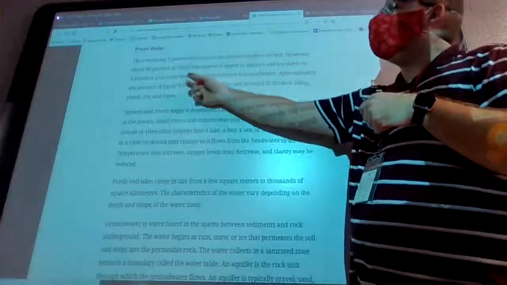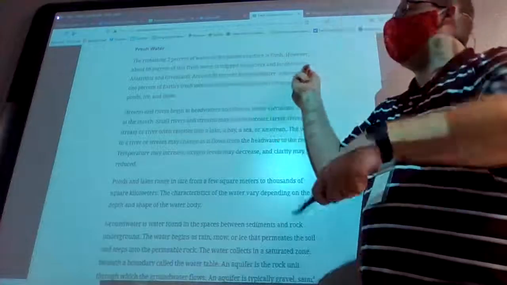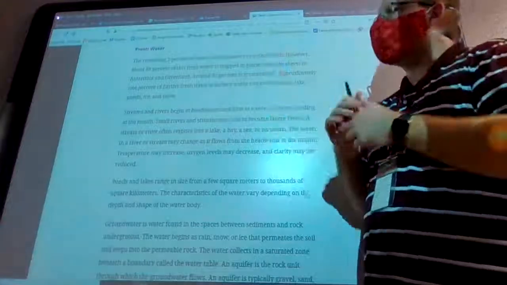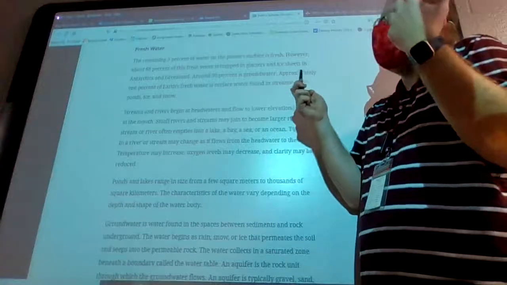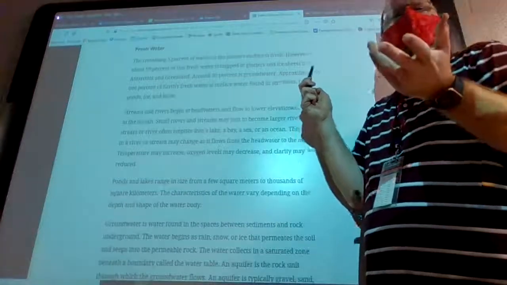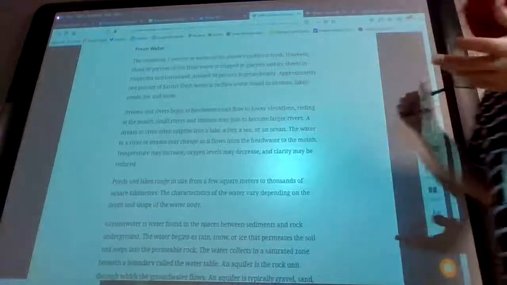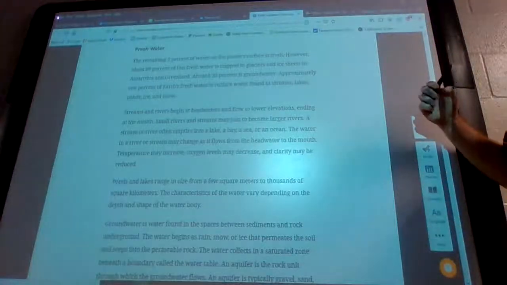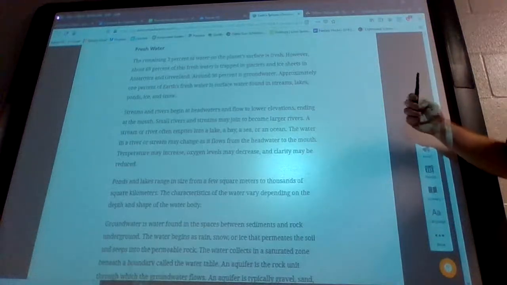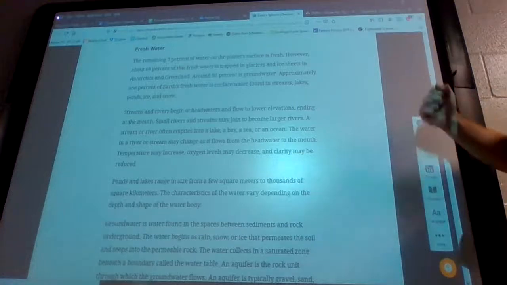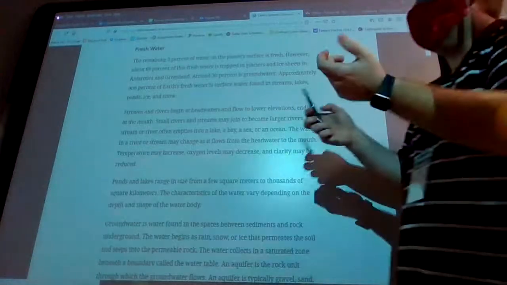However, about 69% of this freshwater is trapped in glaciers and ice sheets in Antarctica and Greenland, which is why we charge so much for water. When you get your own place and you take showers and baths and your water bill's super high, you're gonna be like, this is ridiculous how much money I pay for water. But that's what it is.